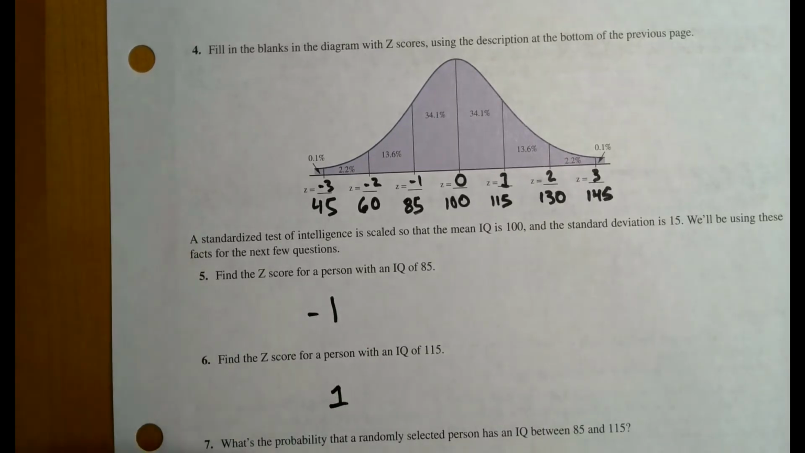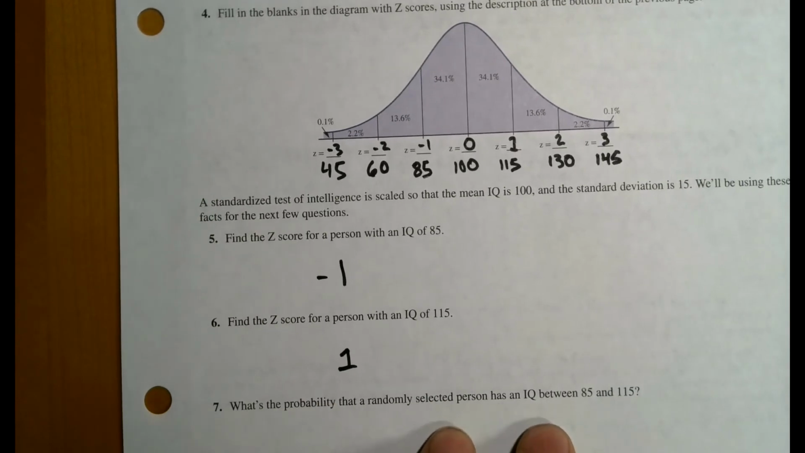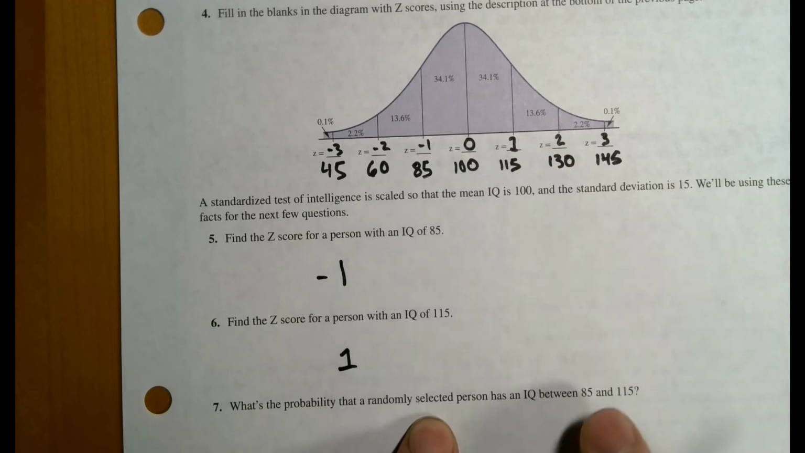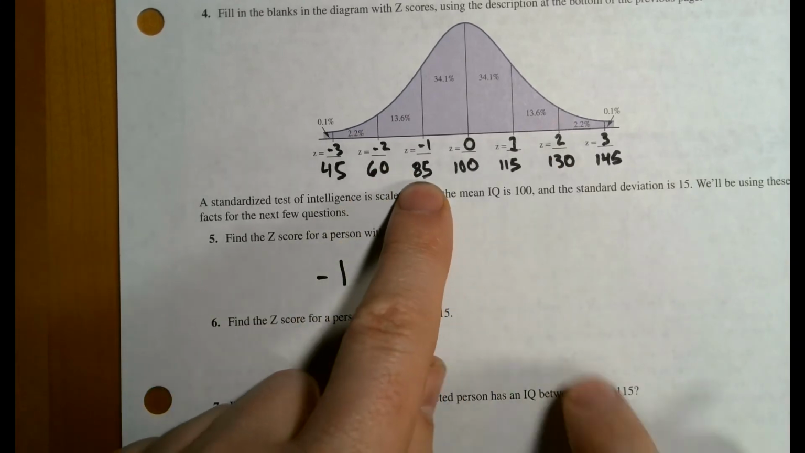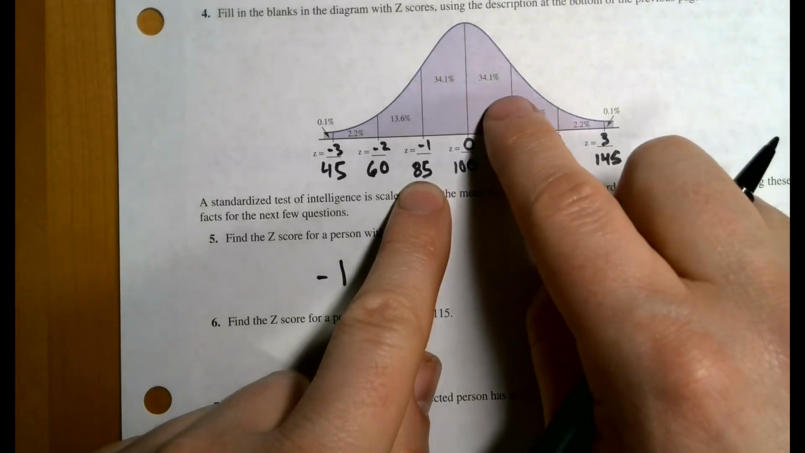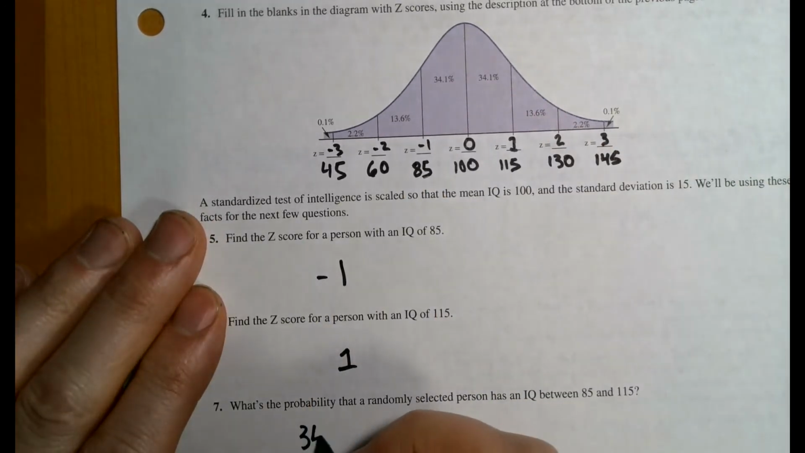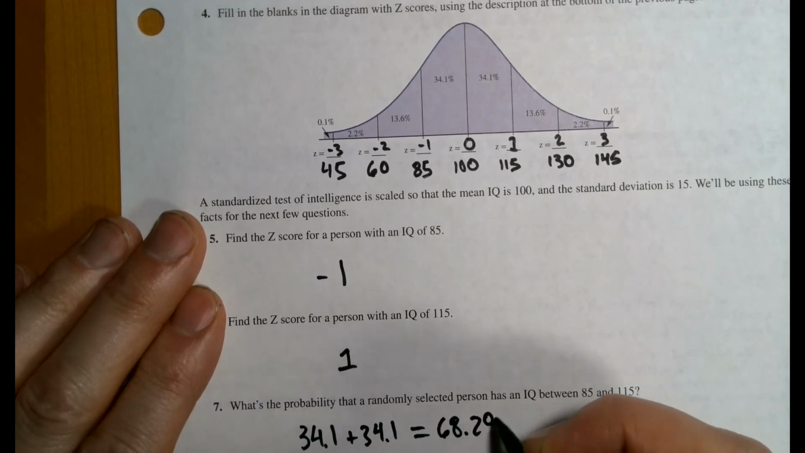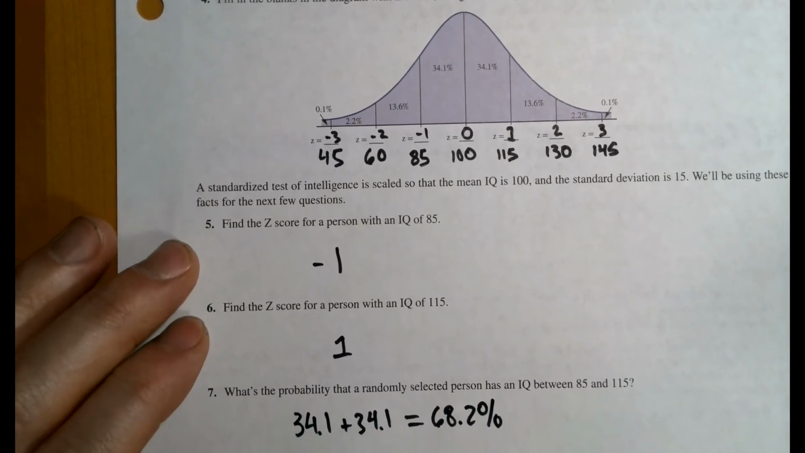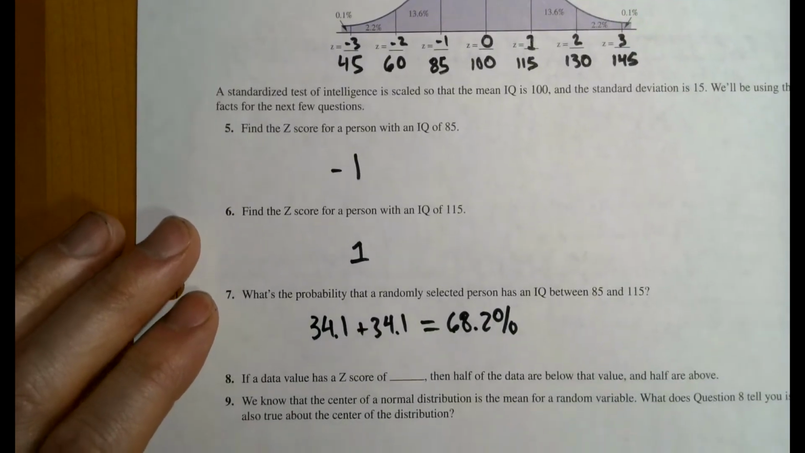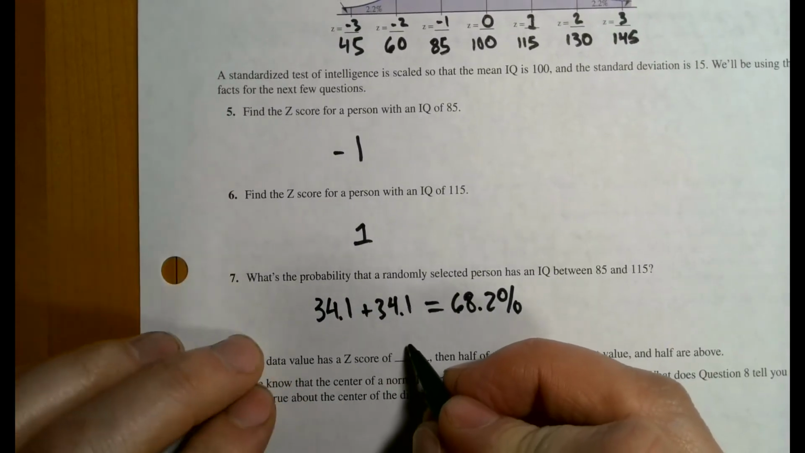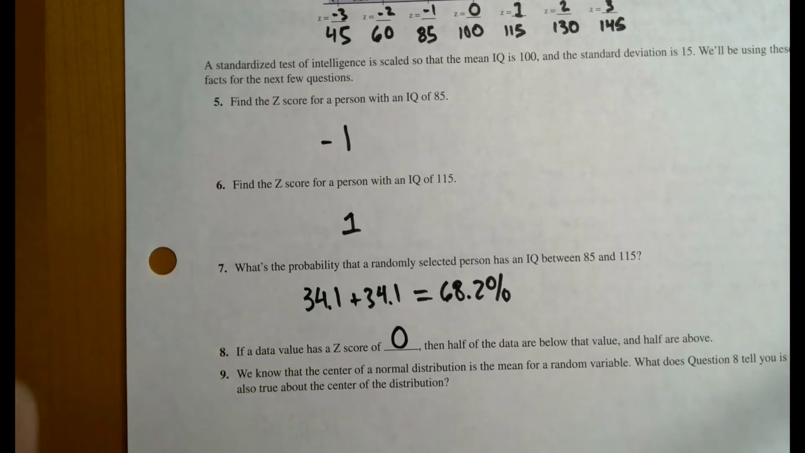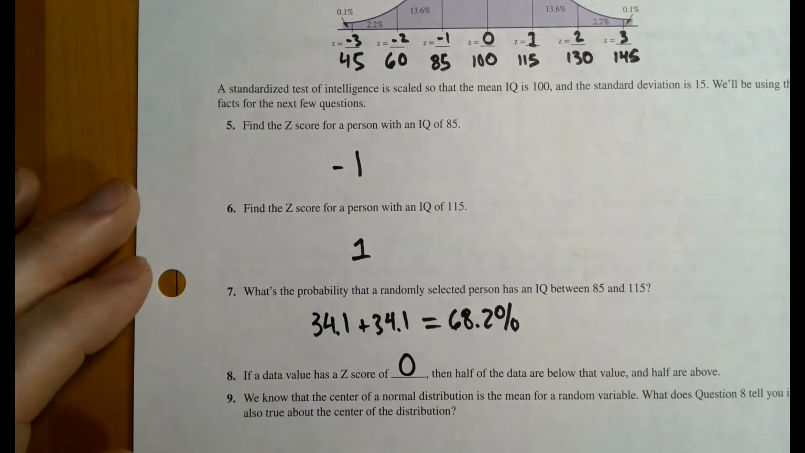And then if we were like, hey, what's the probability that a person has an IQ between -1 and 1 in terms of z-scores, or as an x value between 85 and 115? Well, that's just these two numbers added together. So 34.1 plus 34.1, that's a 68.2% chance that that happens. So if a data value has a z-score that is 0, half the data is above and half is below. In fact, that data value is the same as the mean of the data center.